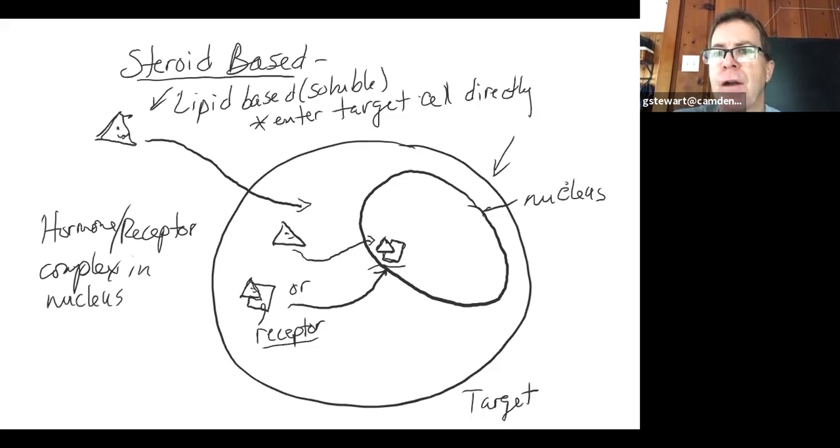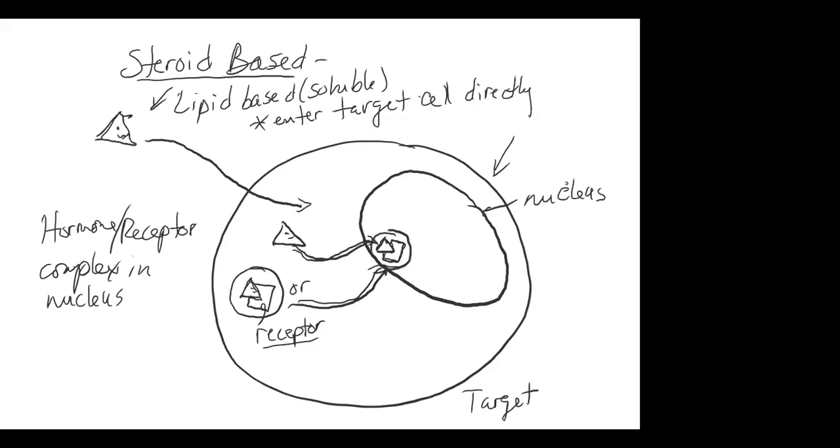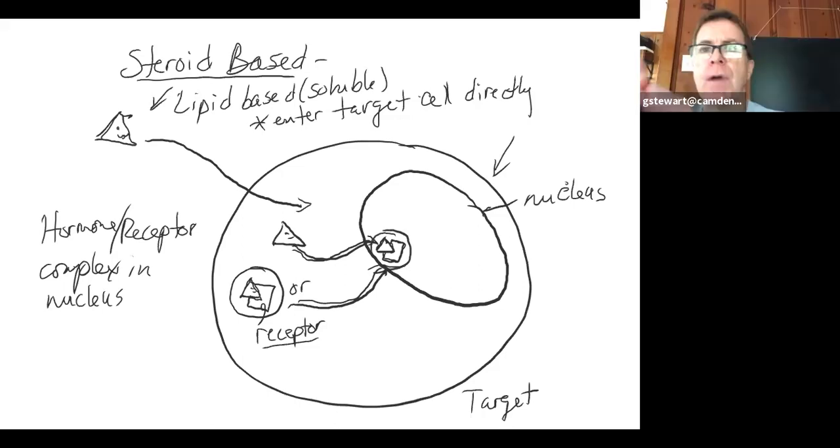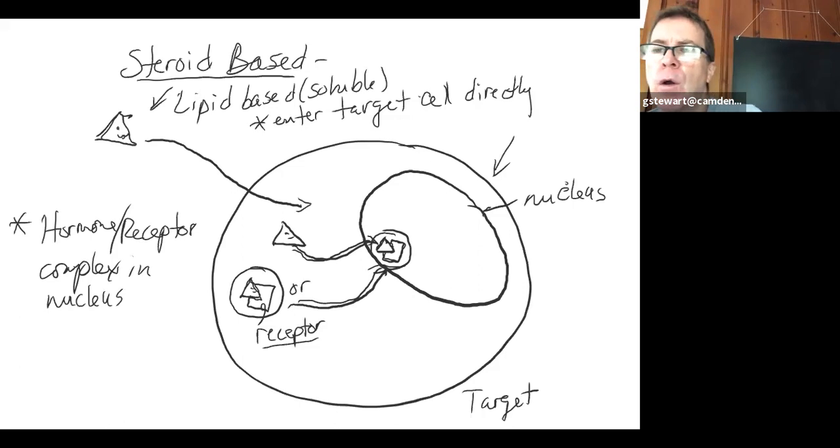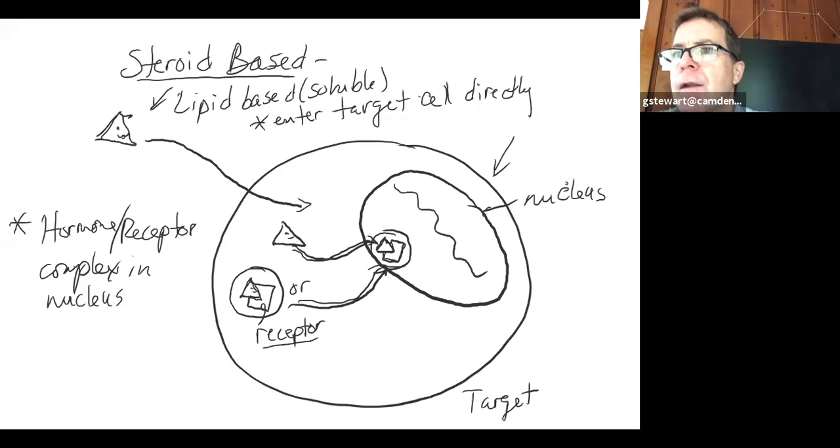Like I said, it doesn't matter if it binds to the receptor out here and then goes in, or if it goes in first and binds to a receptor in here, okay? So we've got a steroid hormone receptor complex that's now in the nucleus. What's in the nucleus of a cell? DNA, or genetic information. So I'm going to draw a strand of DNA, chromosome, there it is, the double helix.